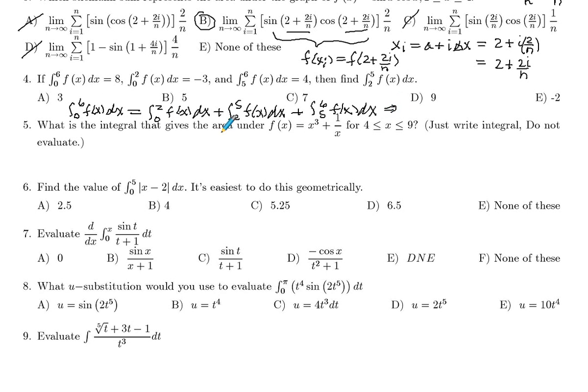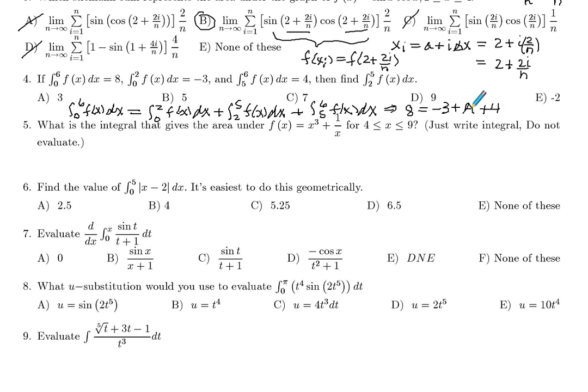Okay, so now plug in the things we know. So area from 0 to 6 is 8 on the left hand side, and that's got to equal 0 to 2 is negative 3 plus 2 to 5, that's our unknown, so let's call it A for area. And then on the last piece here, 5 to 6, that's 4.